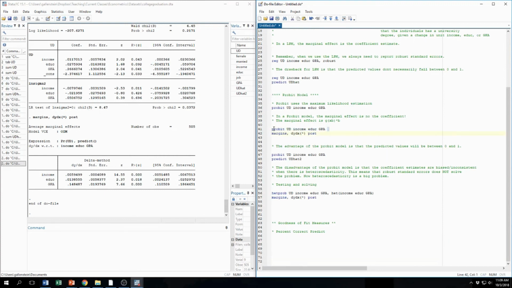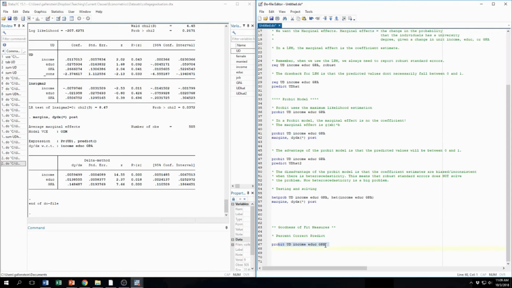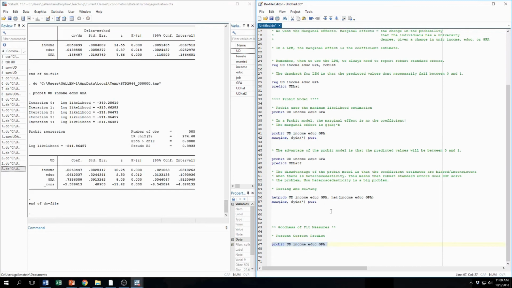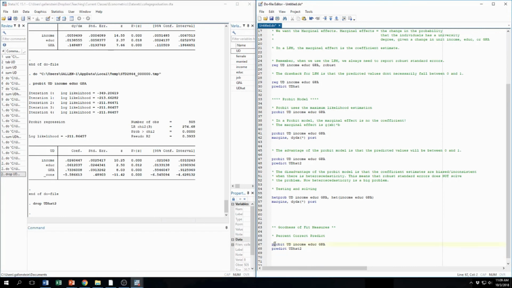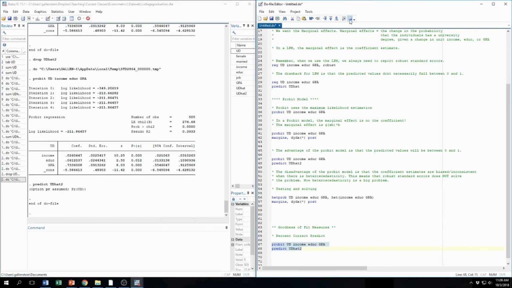What I'm going to do is take my Probit model. I'm just going to show you this by hand. So we're going to run a Probit model, and then we're going to predict. I've already done it, u hat 2. I'm going to run the Probit model and generate the predicted probability.